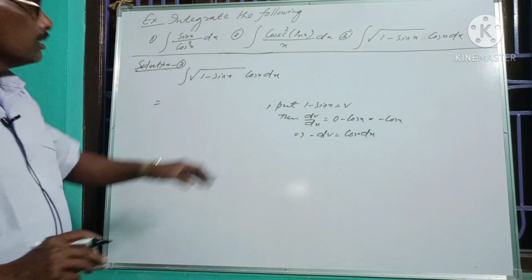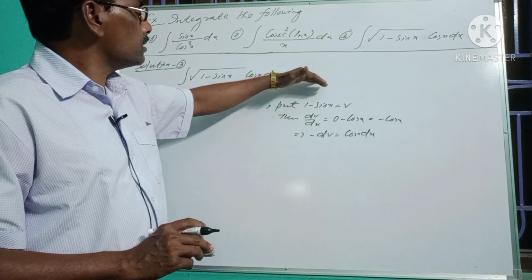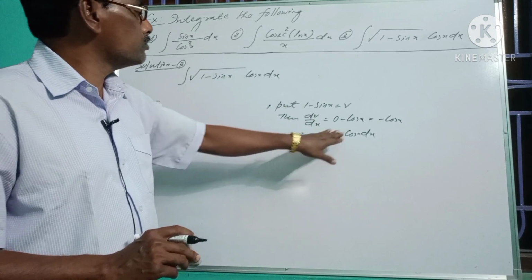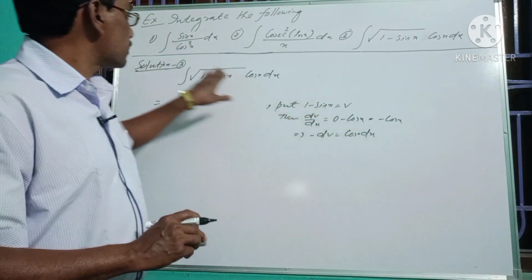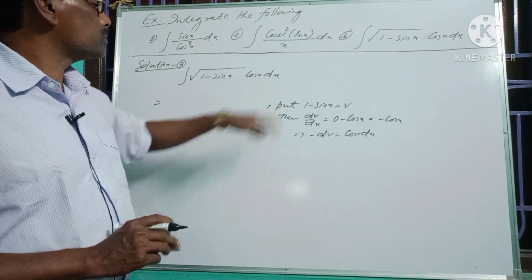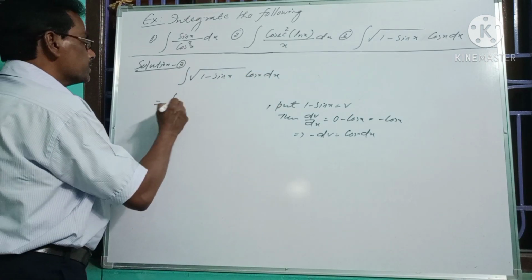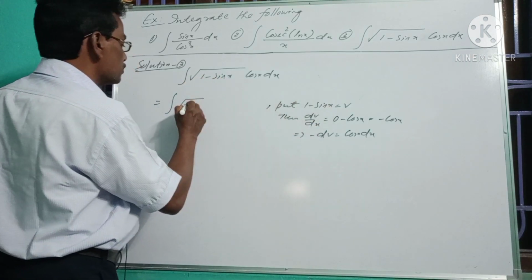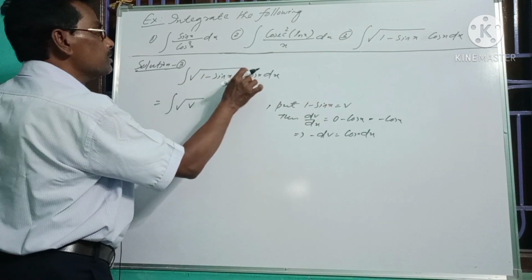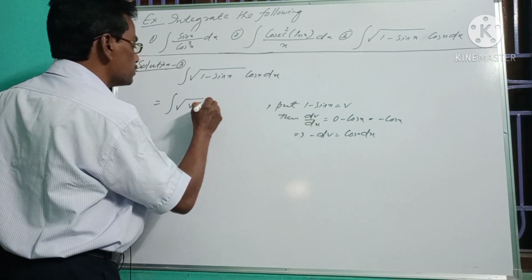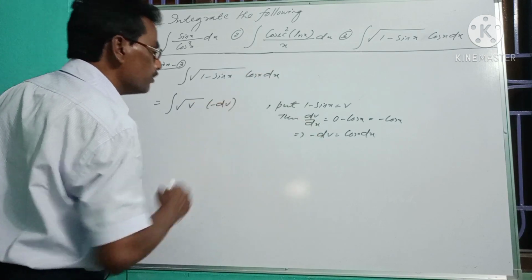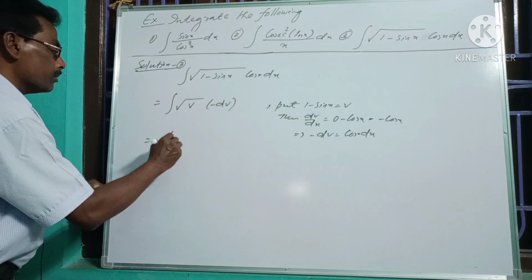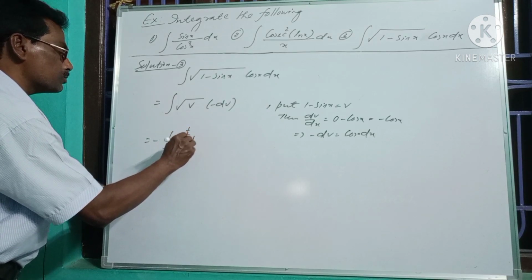So after substitution and differentiation, we find that minus dv is equal to cos x dx, where the integrand contains the function cos x dx. So we have the integration of a root, and in place of 1 minus sine x we can take v, so we got the integration of root v. In place of cos x dx we can substitute minus dv. So simplifying, we have minus the integration of v to the power half with respect to v.